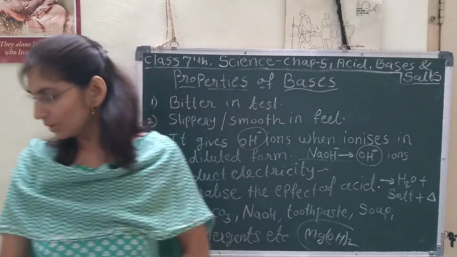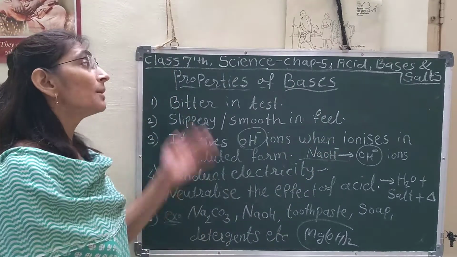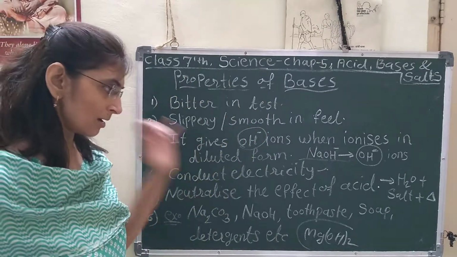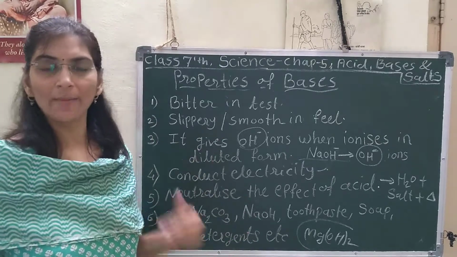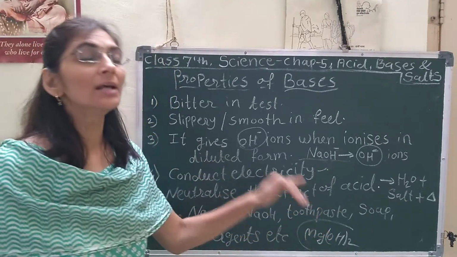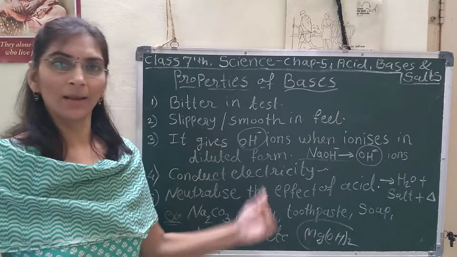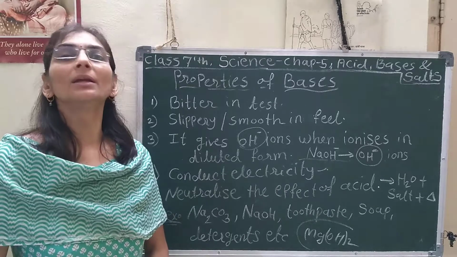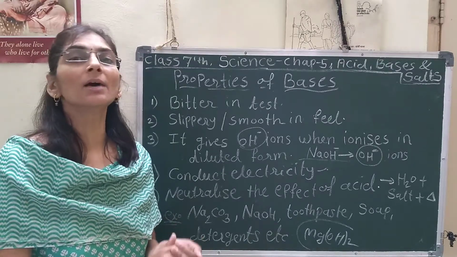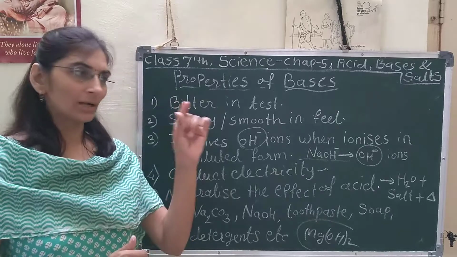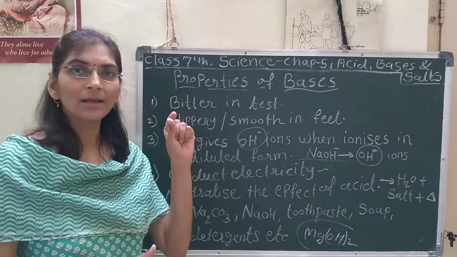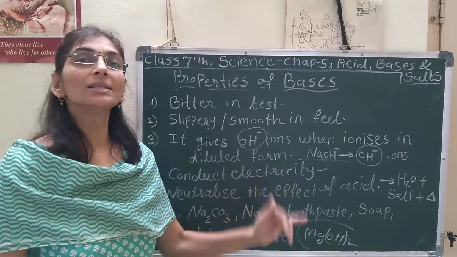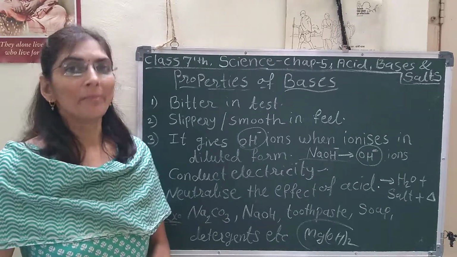Here we will discuss the properties of bases. Our laboratory bases are NaOH, which is sodium hydroxide, and magnesium hydroxide. These are used in the laboratory. Magnesium hydroxide is a very useful base. It is used in the formation of antacids. The tablets we use as antacids contain magnesium hydroxide. These are commonly called milk of magnesia.